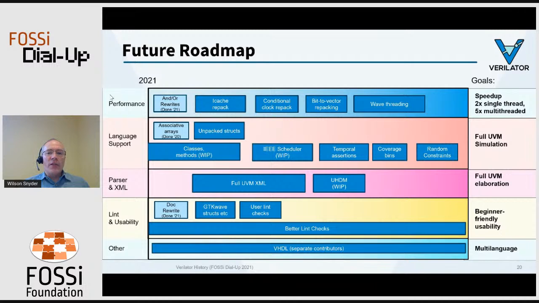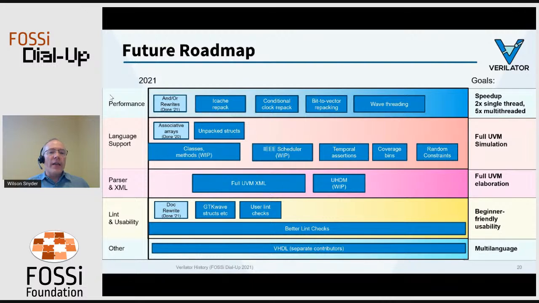With changes we see as potential, if people are willing to work on them over the next couple of years, our goals are to get at least 2x on the single thread performance and 5x multi-threaded. And if people put in more work, it's certainly possible to get much, much larger speedups, although it's not currently on the roadmap just because people aren't working on it yet.